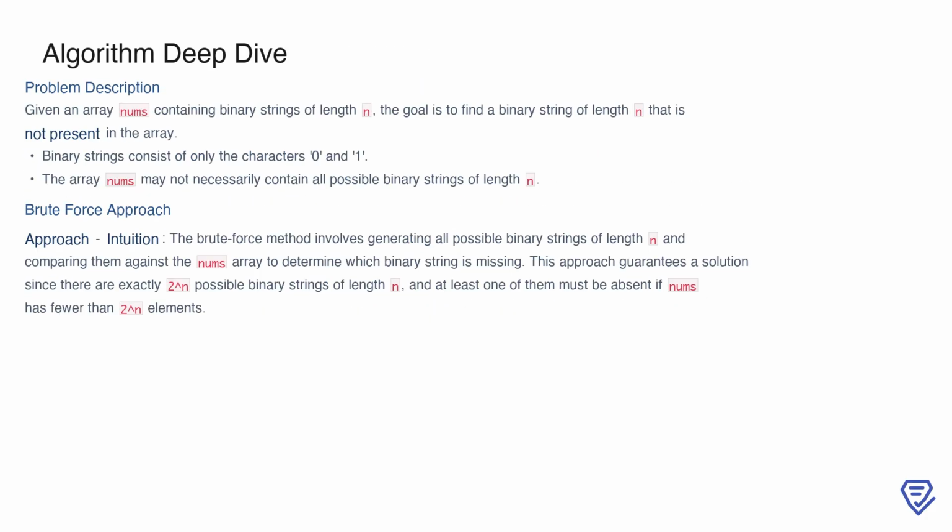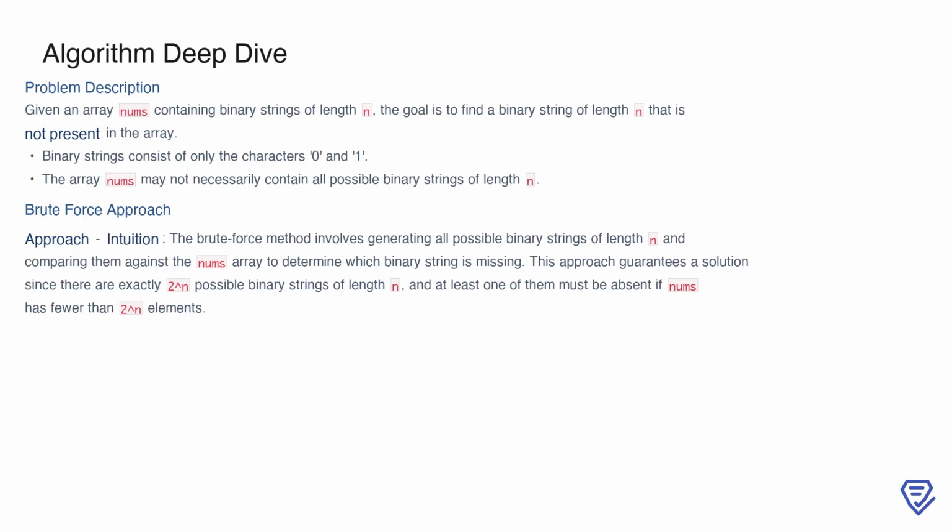The problem we're tackling involves finding a binary string of length n that is not present in a given array nums. Binary strings are sequences made up of only the characters 0 and 1. The key observation here is that the array nums may not contain all possible binary strings of length n. For instance, if n equals 3, there are exactly 8 possible binary strings, ranging from 000 to 111. If nums contains fewer than 8 strings, at least one of those binary strings must be missing.